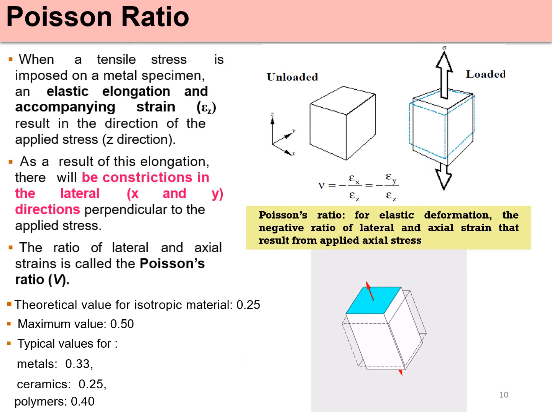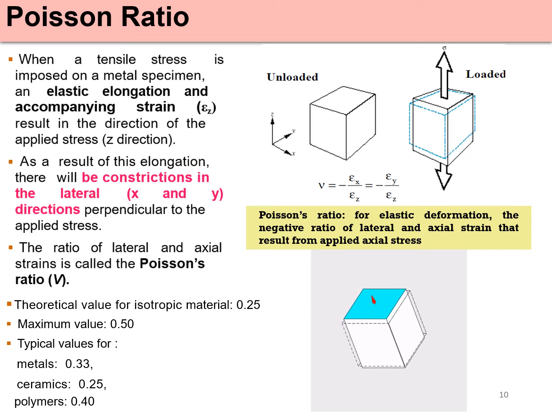So this is the next property. This is very interesting: the Poisson ratio, which is such an important material property because it gives an understanding of how different materials can be deformed under different loading. You can imagine that when tensile stress is imposed on a metal specimen, an elastic elongation and accompanying strain result in the direction of the applied stress.